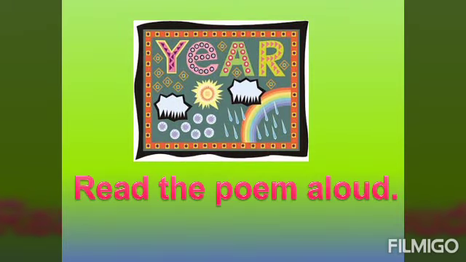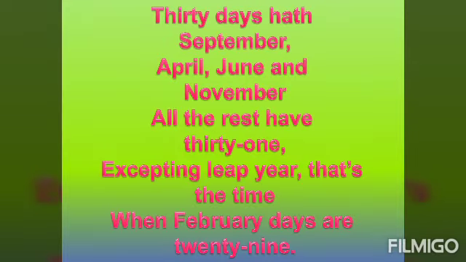Before we start our lesson, we're going to read first the poem aloud. So, this is the poem: 30 days have September, April, June, and November. All the rest have 31, excepting leap year, that is the time when February days are 29.